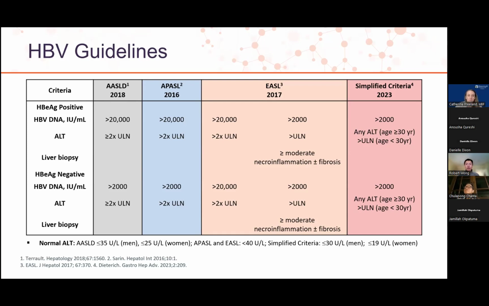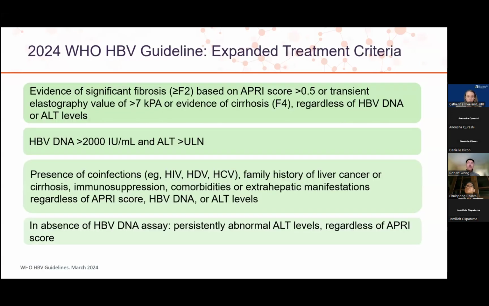In 2023, a simplified criteria was proposed, which you can see here. It really simplifies things in the sense that, based on one cutoff of viral load greater than 2,000 and whether your ALT is greater than the upper limit of normal, the guidance document recommends implementing antiviral therapy. So definitely moving in the direction of simplifying this for people to easily and, I think, more effectively initiate antiviral therapy.